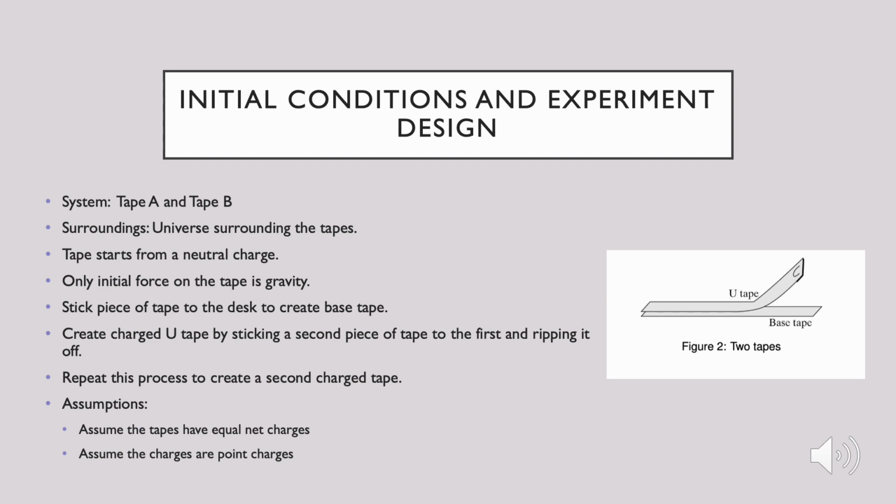And to start, you would stick a piece of tape on the desk to create a base tape, and create a charged U-tape by sticking a second piece of tape on top of it and ripping it off. You repeat this process to create the second charged tape. Assume the tapes have equal net charges and the charges are point charges.